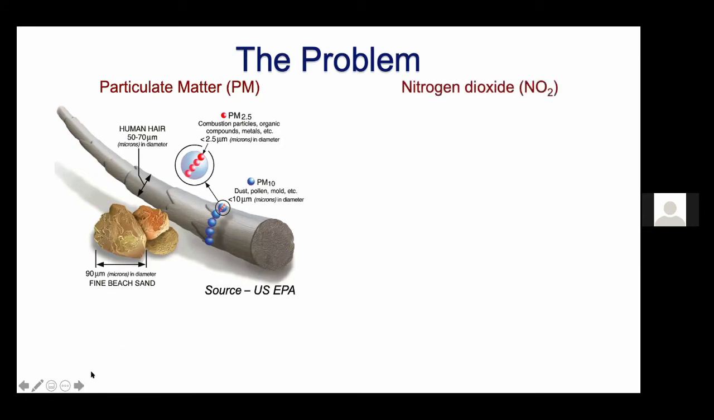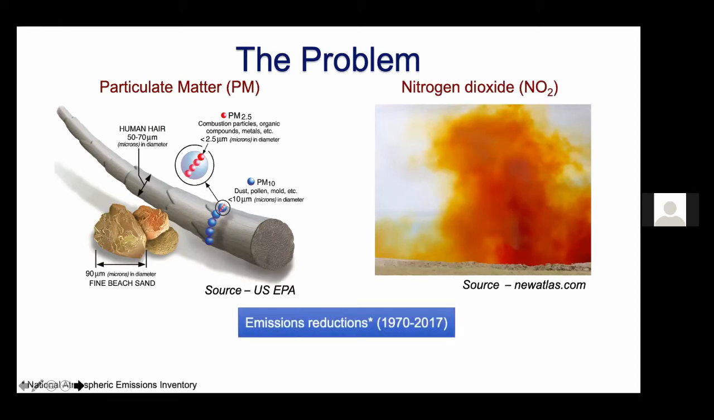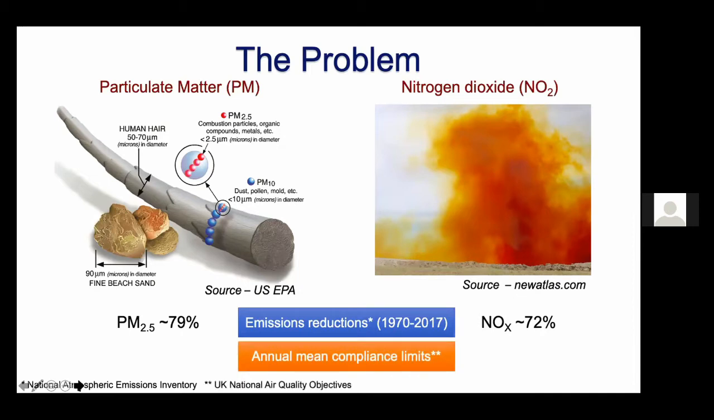On the other hand, we have nitrogen dioxide, which is a reddish-brown toxic gas, but the ambient concentrations are quite low, so it appears colorless. The good news is that in the UK, the emissions have reduced for both particulate matter and nitrogen dioxide. For PM2.5, emissions have fallen almost 80%, and for nitrogen oxides, almost 70% in the last 50 years. According to the UK air quality objectives, the annual mean compliance limit for PM2.5 is 25 microgram per meter cube, and for nitrogen dioxide is 40 microgram per meter cube. The interesting thing is that while we meet the requirements for particulate matter, we do not for nitrogen dioxide.